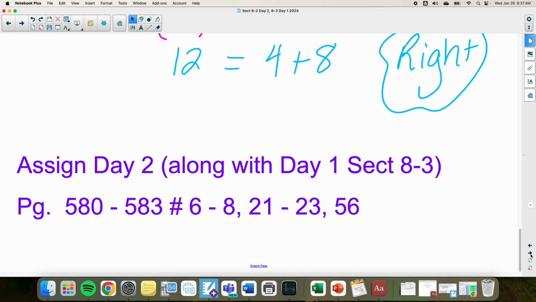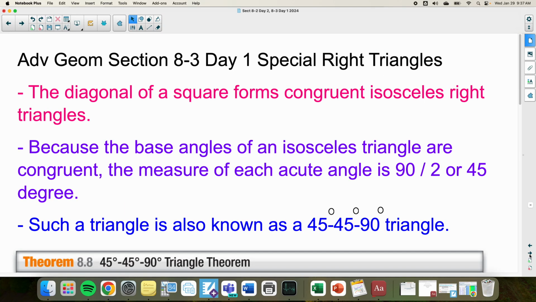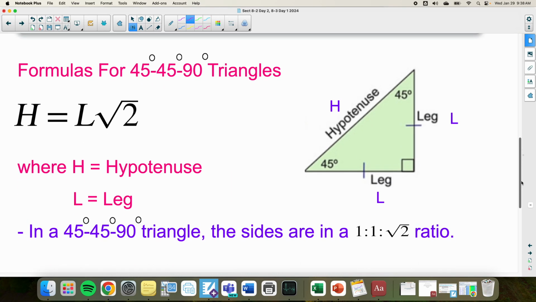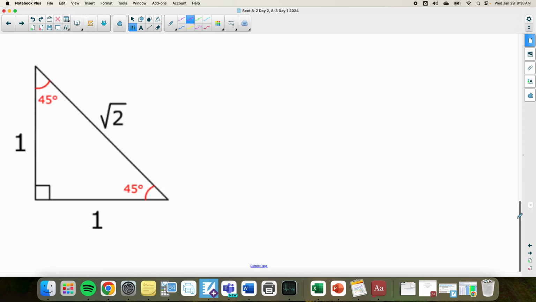All right. So now you're going to look at the new packet. This is easier than what I just showed you. Okay. So in geometry, there are 2 special right triangles. We're going to learn one today and one tomorrow. So the first special right triangle, I'm going to go down to the bottom. This right here is on your cheat sheet, so you don't have to remember this.